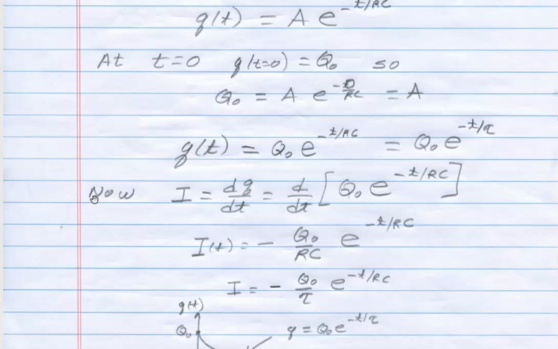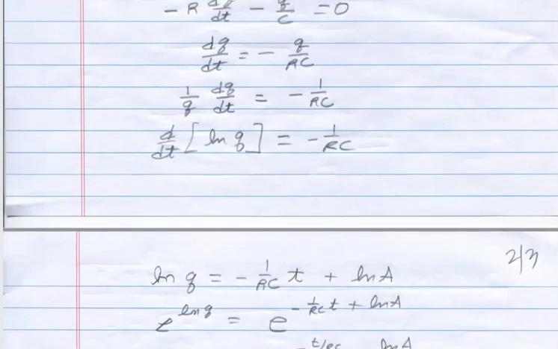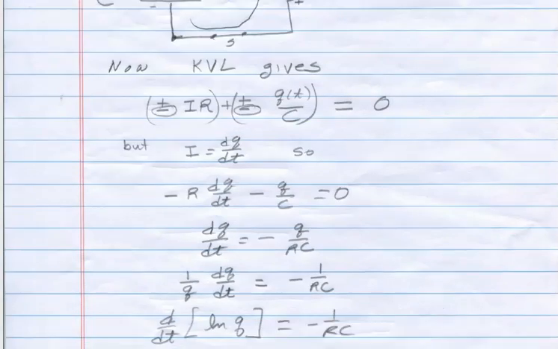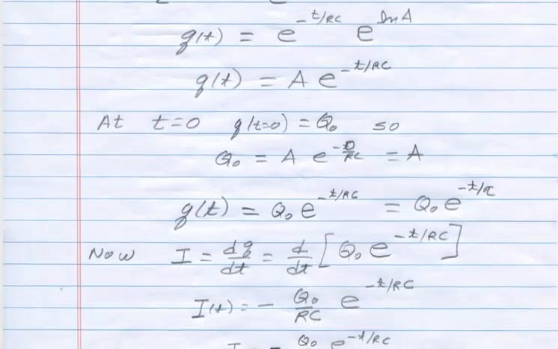Once I have that, then I can get the current flow, because the current is just I is equal to dq dt. And if I differentiate q of t, I get minus q naught over RC, e to the minus t over RC. And again, now you see, in fact, that the physical flow of the current is in the opposite direction that I assigned as positive current flow. So that negative sign says, yeah, it really does go in the opposite direction, which is what we could intuit from its original setup.